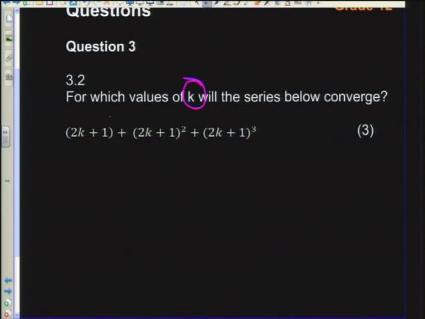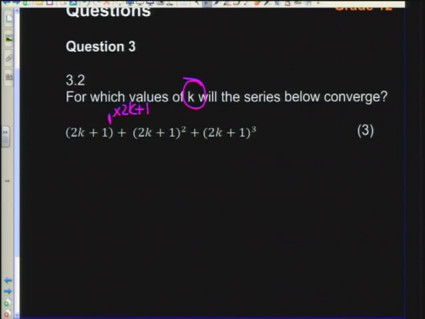Well, the first term is 2k plus 1 to the power 1. The second term is 2k plus 1 to the power 2. And then 2k plus 1 to the power 3. So to me, it's pretty obvious that I'm multiplying by 2k plus 1.